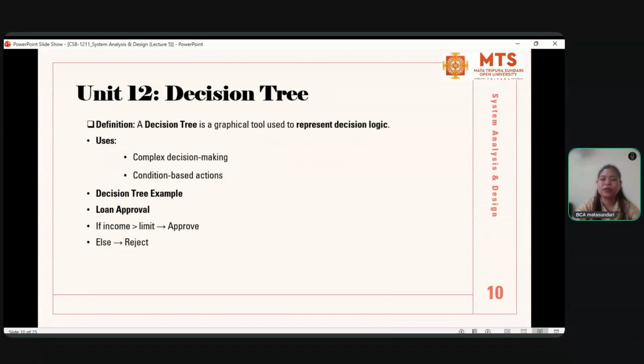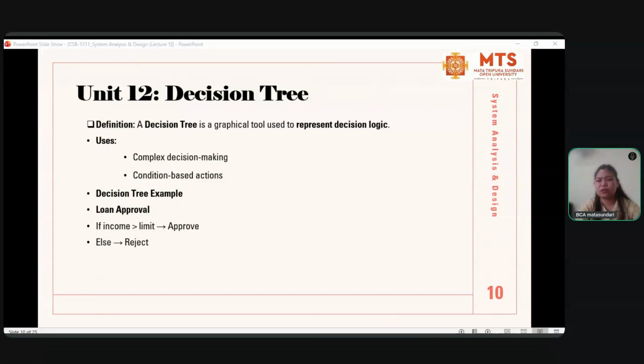Next, decision tree. What is a decision tree? A decision tree is a graphical tool used to represent decision logic. And what does it use here? Complex decision making and condition-based action. Okay, decision tree example, like loan approval: if income is greater than limit, then approve, else reject.